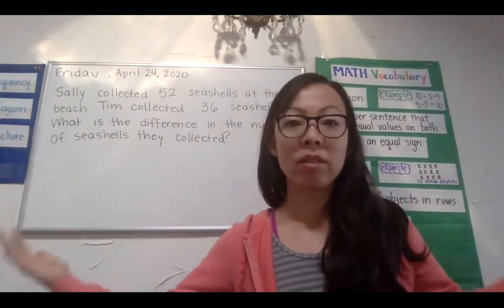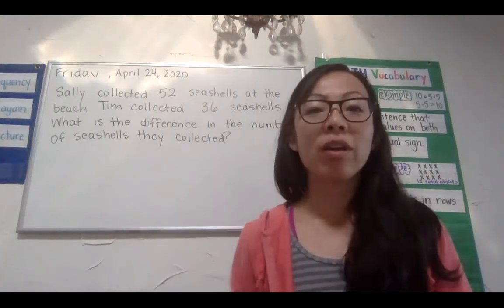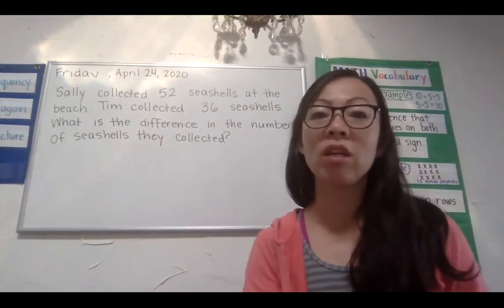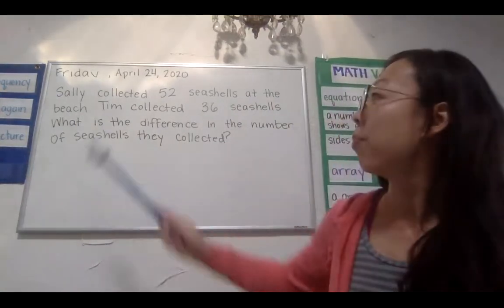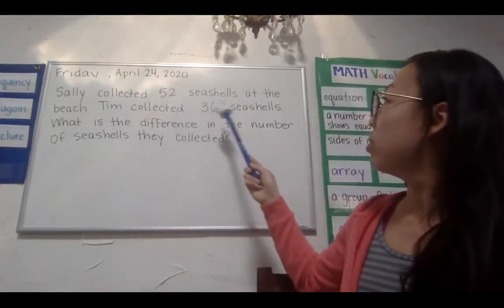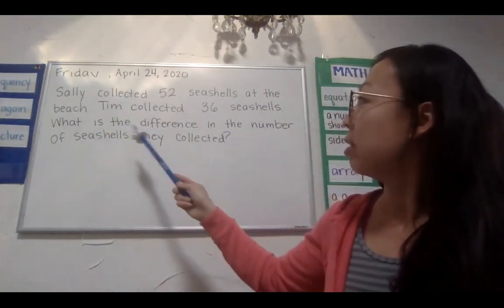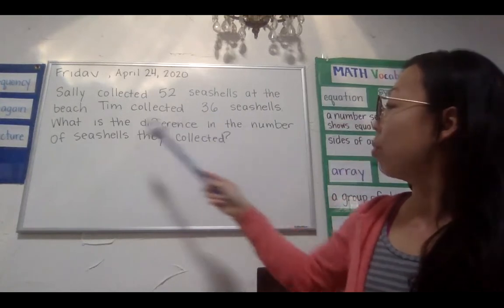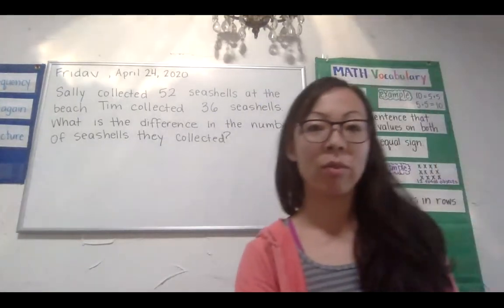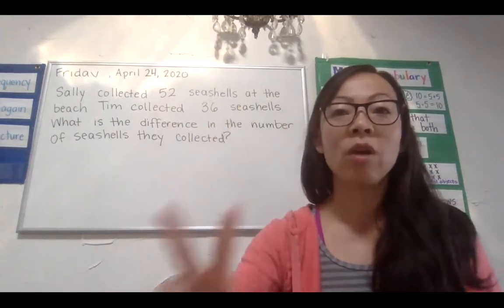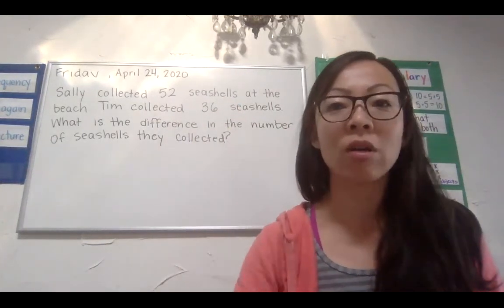What are our steps? Job number 1, we got to read the problem, not just read the words, but to understand what our job actually is. Here we go. Sally collected 52 seashells at the beach. Tim collected 36 seashells. What is the difference in the number of seashells they collected? Okay, we did job number 1. We read it. What's job number 2? You got it. We have to find the key words and numbers.